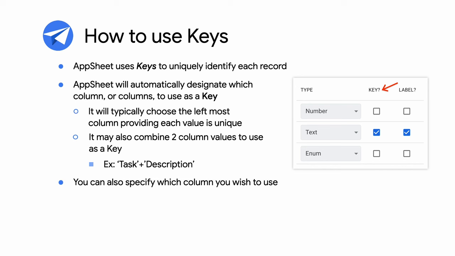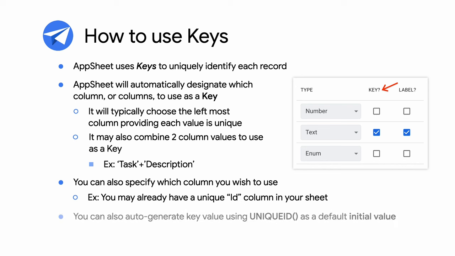Similar to column names, you can also provide hints to AppSheet for key generation. For example, having a column named ID, along with unique data in that column, will tell AppSheet to use that column as a key. AppSheet will also ensure that the value for this column remains unique by automatically providing a unique ID function as a default initial value for that column when records are created. You can also set the unique ID manually in AppSheet.